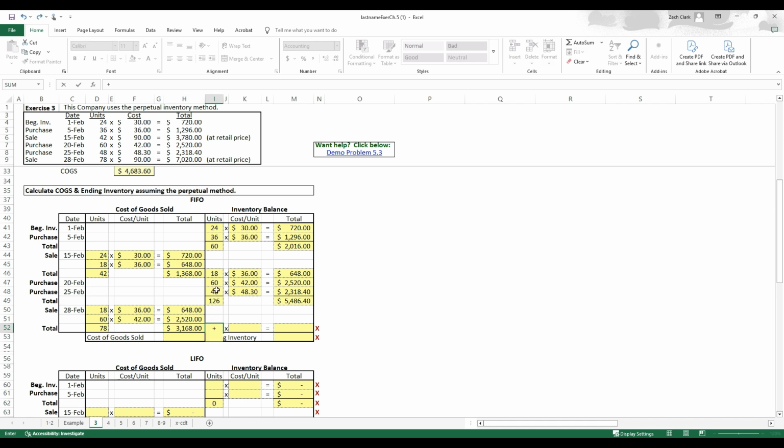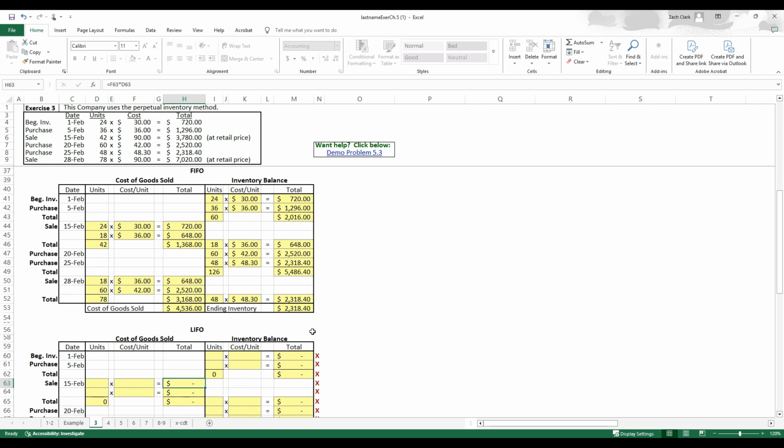We had 126. We sold the 78, so both of these first layers are gone, and we didn't touch this last purchase layer of $48.30. So that's what's going to be in our ending inventory. And then our cost of goods sold is going to be this cost of goods sold plus that one. So you have to add both of them up to get total cost of goods sold, because there were two different sales transactions with different layers. And that basically solves our problem there.